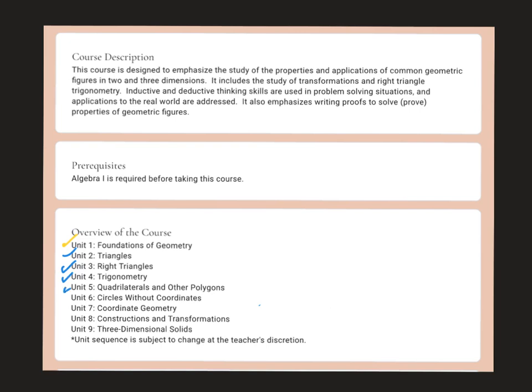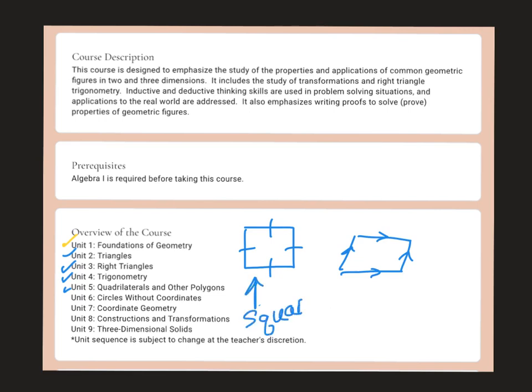Next, we're going to look at quadrilaterals. Quadrilaterals is something that you should be familiar with from elementary and middle school. So we'll go back and look at the properties of squares and parallelograms. And we'll be able to make proofs on proving why it's a square and why that's a parallelogram, as well as the other quadrilaterals. Then we'll look at polygons.